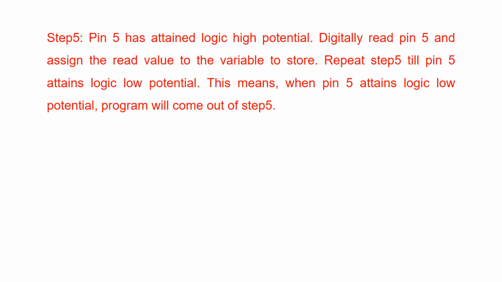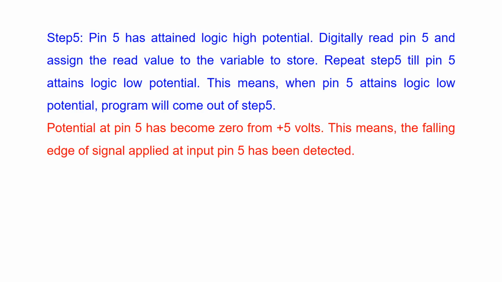Step 5. Pin 5 has attained logic high potential. Digitally read pin 5 and assign the read value to the variable to store. Repeat step 5 till pin 5 attains logic low potential. This means when pin 5 attains logic low potential, program will come out of step 5. Potential at pin 5 has become 0 from 5 volts. This means the falling edge of signal applied at pin 5 has been detected.